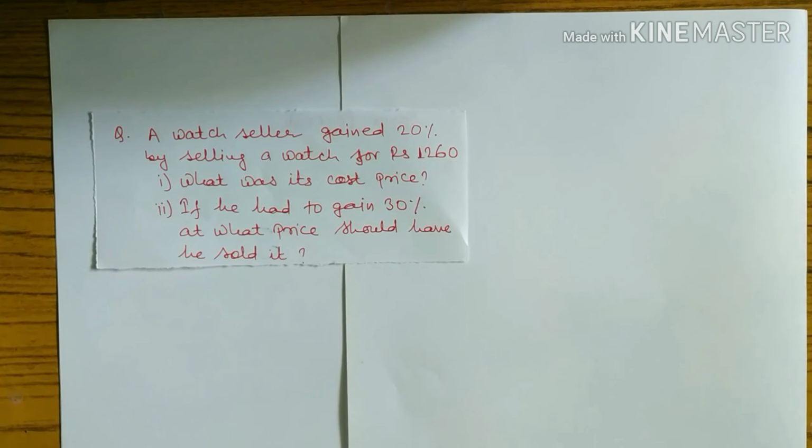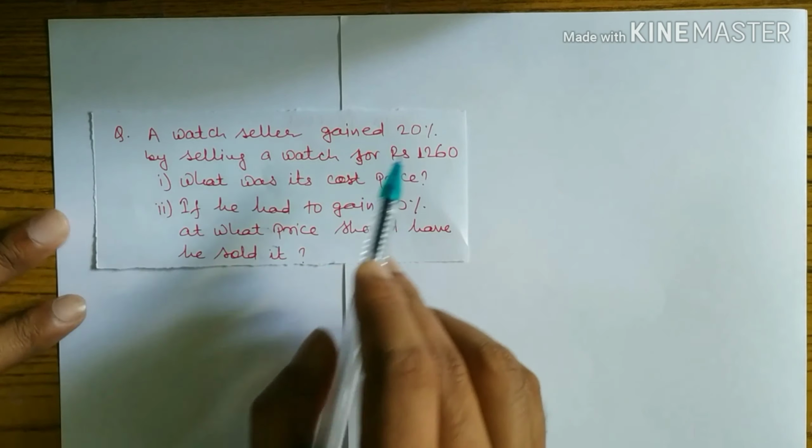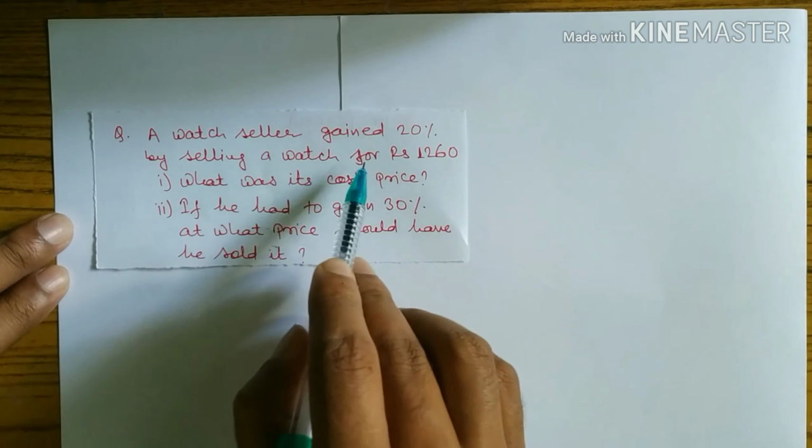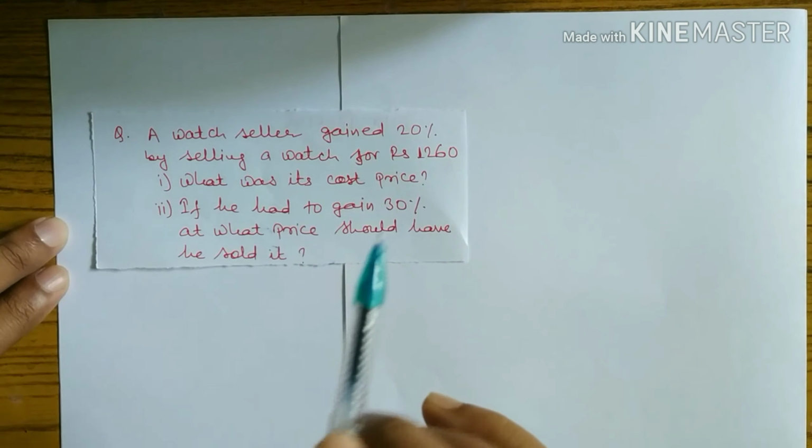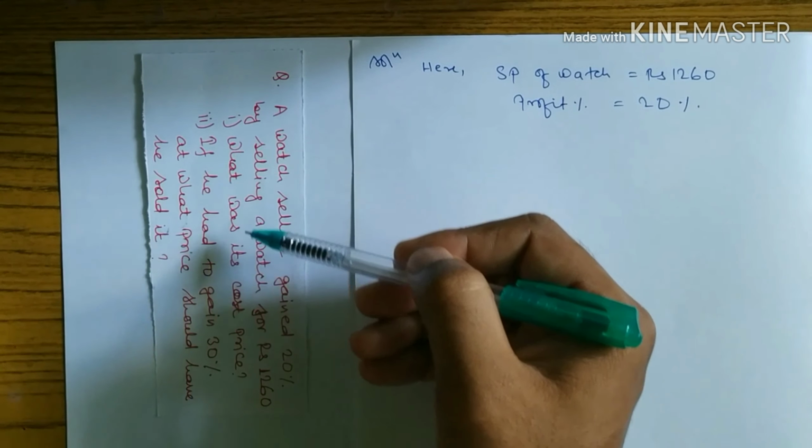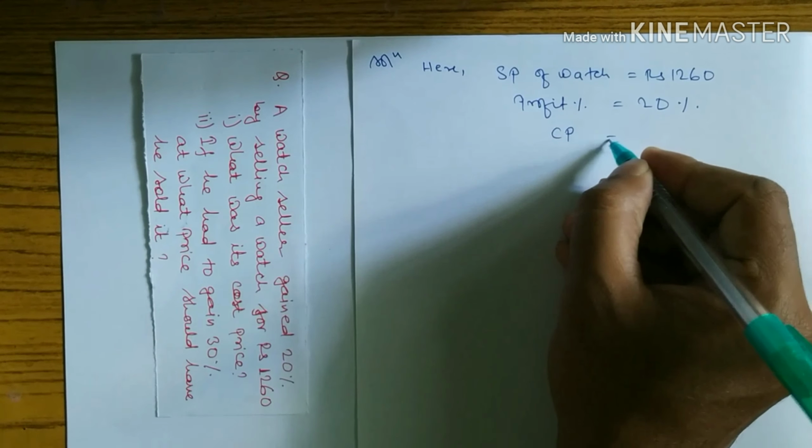Let's start. A watch seller gains 20%. Profit is equal to 20% by selling a watch for rupees 1260. This means the selling price of the watch is equal to 1260 rupees. Here, SP of the watch is equal to rupees 1260, and gain percent, profit percent, is equal to 20%. In number 1, what was its cost price? We have to find out the cost price of the watch.